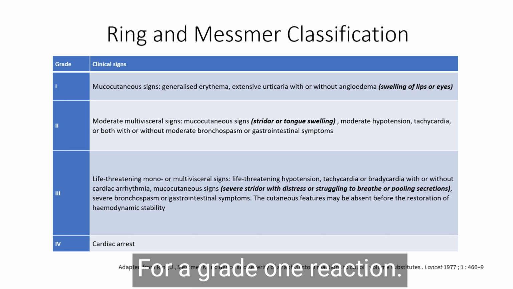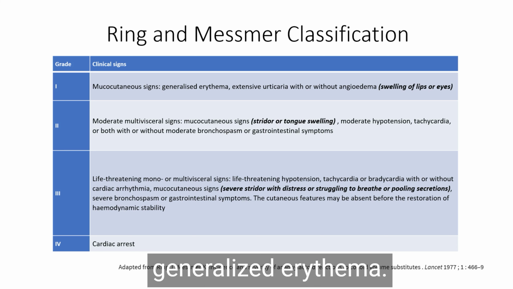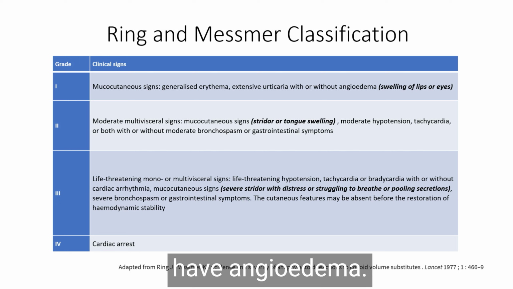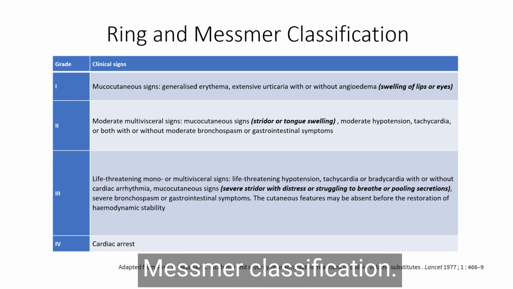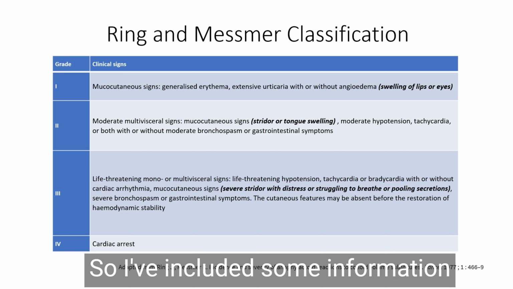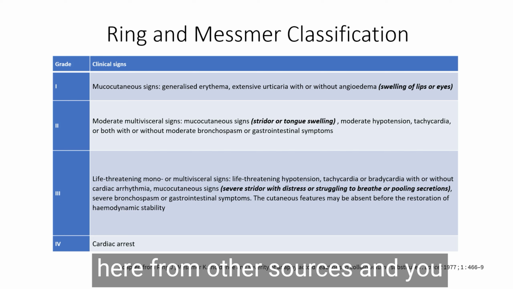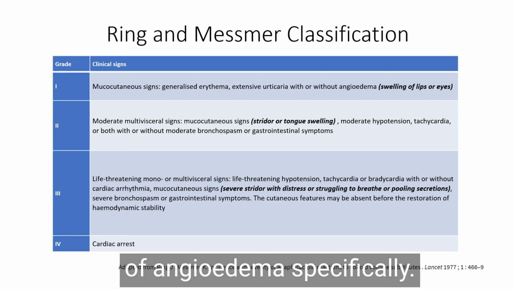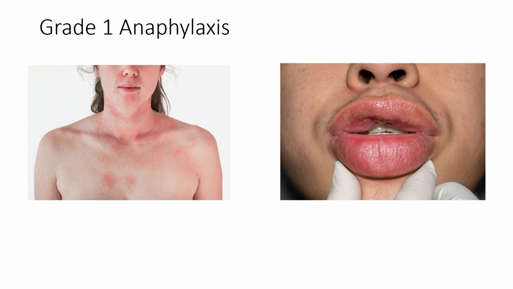For a grade 1 reaction, the patient may have generalized erythema, extensive urticaria on the skin, and may or may not have angioedema. In the original Ring and Messmer classification, they don't specify the degrees of angioedema. So I've included some information here from other sources, which you can see in the bold and italics, to clarify the different degrees of angioedema specifically. So in a grade 1 reaction, the angioedema would be swelling of the lips or eyes only. There would be no swelling of the tongue and no stridulous breathing.